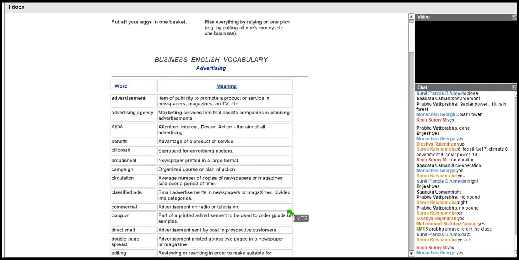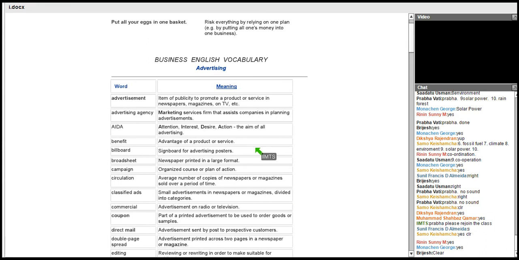So yesterday we started with the vocabulary related to advertisement, but we were not able to complete it due to shortage of time, right? So today we are going to do this. Advertisement: item of publicity to promote a product or service in newspapers, magazines, on TV. So we can advertise a product on TV, in magazines, or in newspapers, so that more and more people can get to know about it. And advertisements are quite lucrative, so we prefer to believe what they show in advertisements, right?